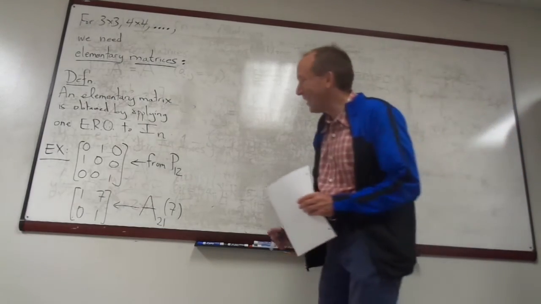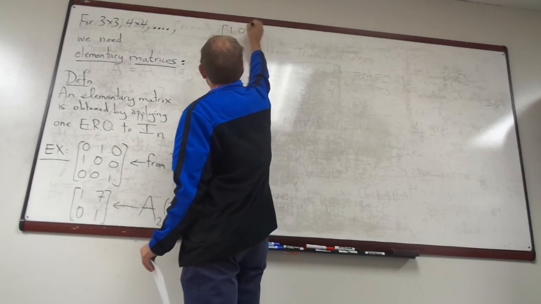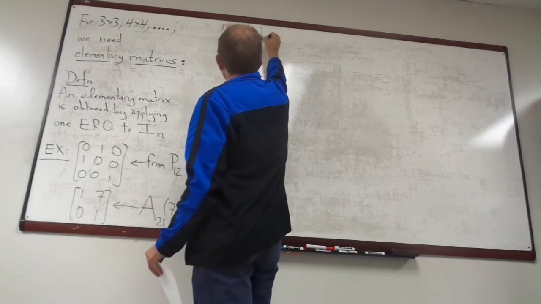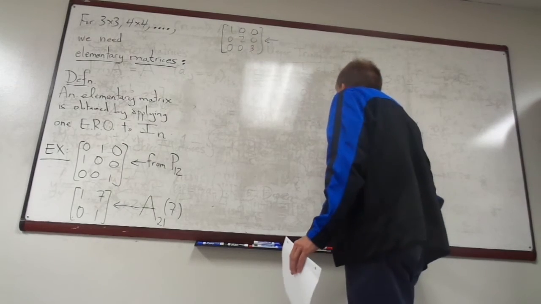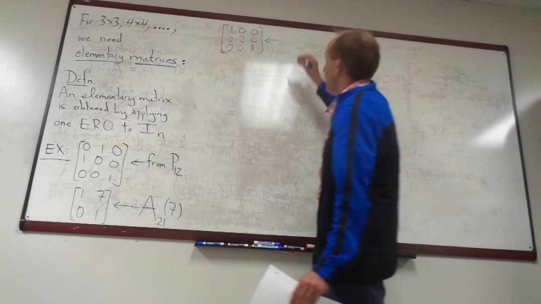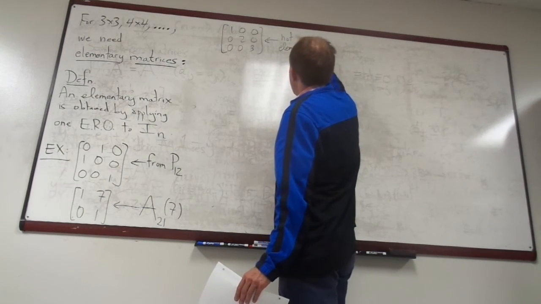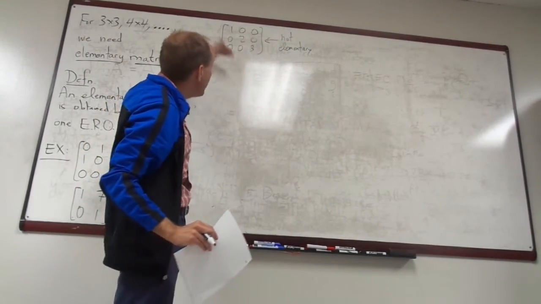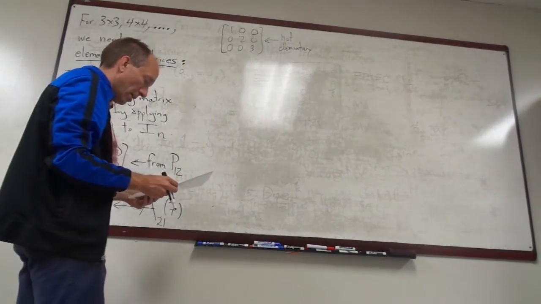Hopefully so far so good. Here's another example. If I took the matrix 1, 0, 0, 0, 2, 0, 0, 0, 3, is that an elementary matrix? Can I get that from one ERO only? The answer is no, I can't do it. I need 2 elementary matrices to get this matrix, because I have to multiply the middle row by 2 and multiply the third row by 3. So that is not allowed there.